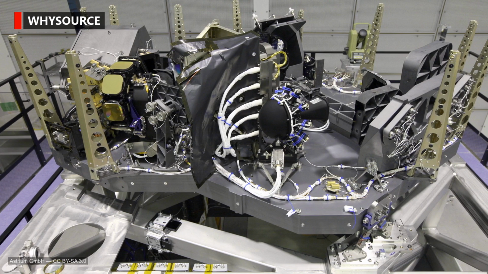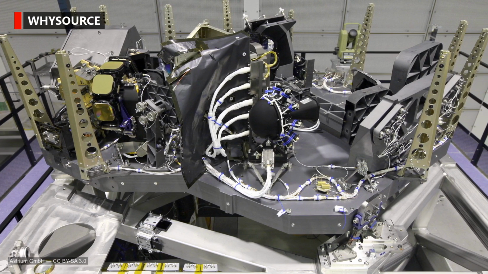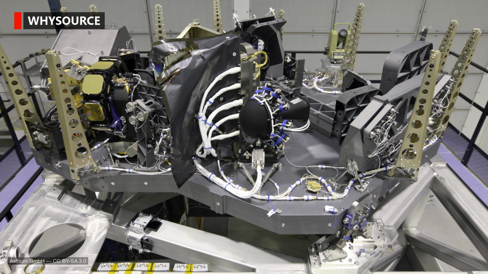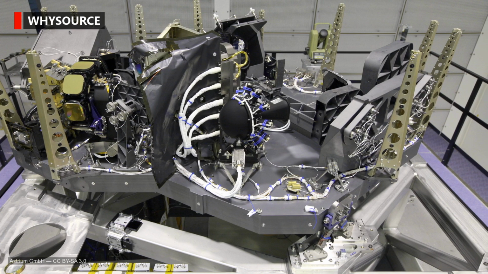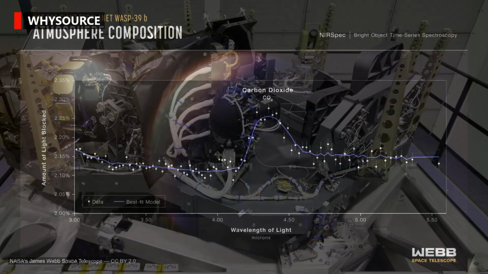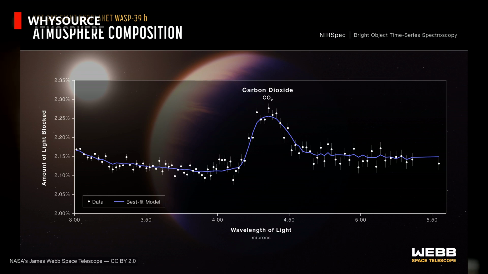The useful signal is the difference between light from the star alone and light from the star while the planet and its atmosphere are in front. NIRSpec separates the arriving infrared light by wavelength. Transmission spectroscopy then asks how deep the transit is at each wavelength.